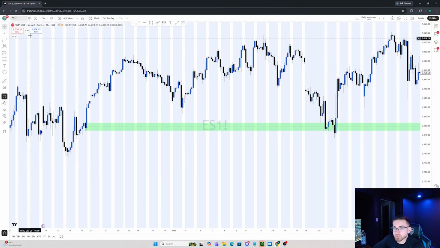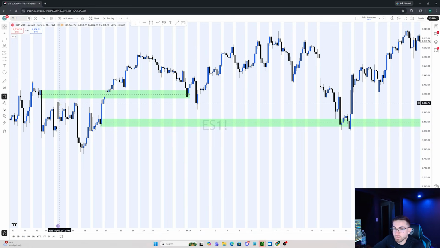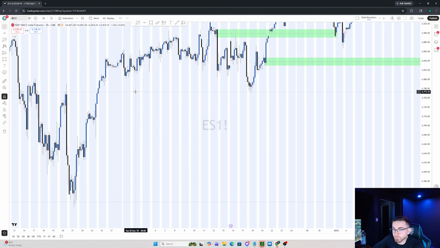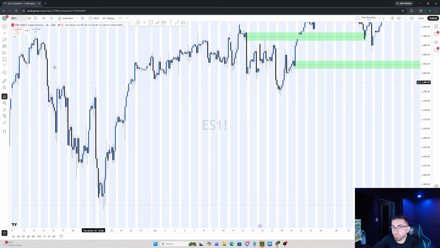So again, what this is showing is these are unfilled institutional buy or sell orders. In supply, they are unfilled institutional sell orders. In demand, they are unfilled institutional buy orders. So when price trades back into these areas, we are either looking to go short for supply or looking to go long for demand. And the market simply trades from each one of these levels to the next level. That's how the market moves.